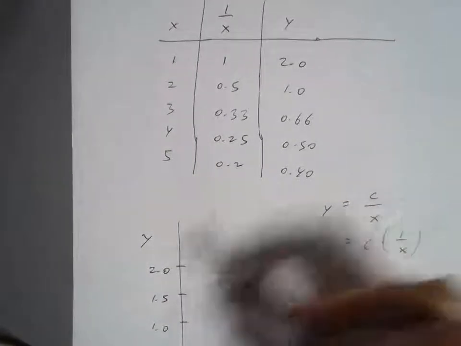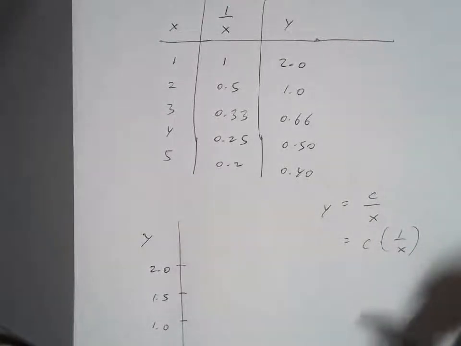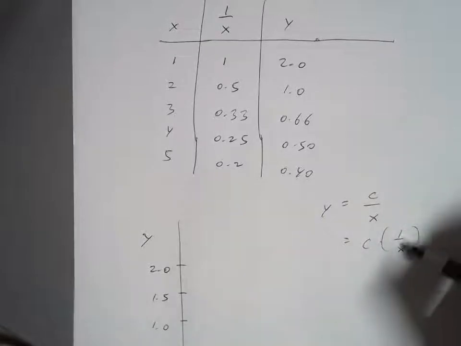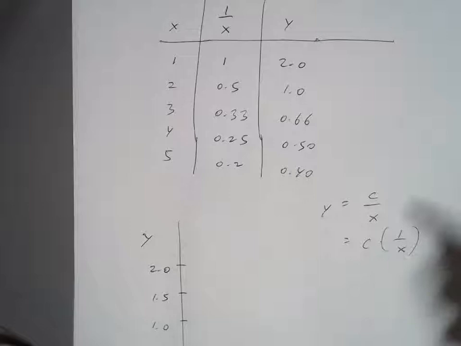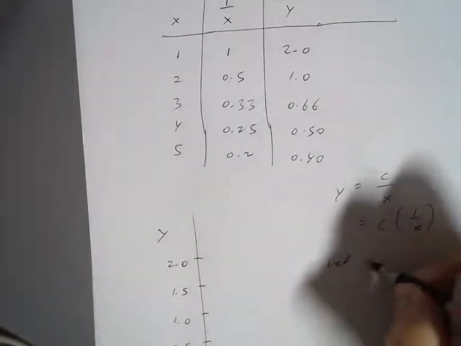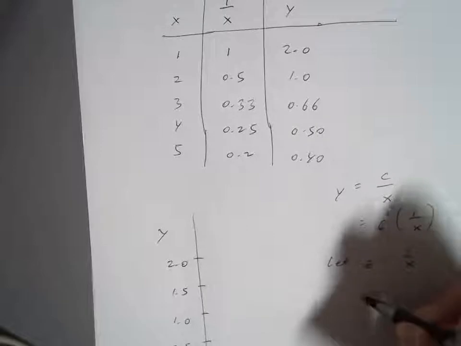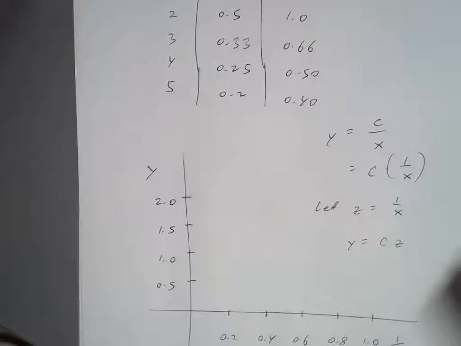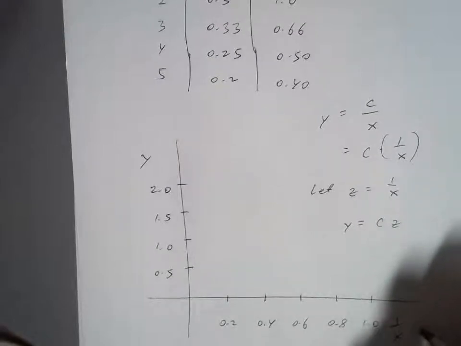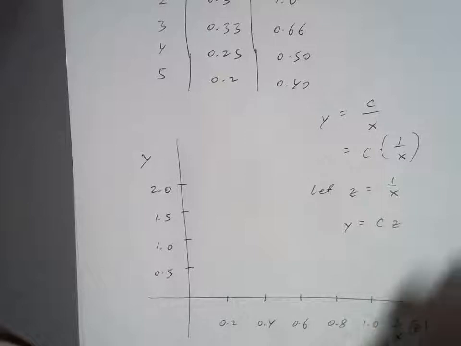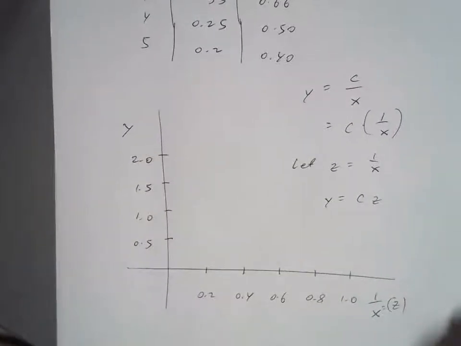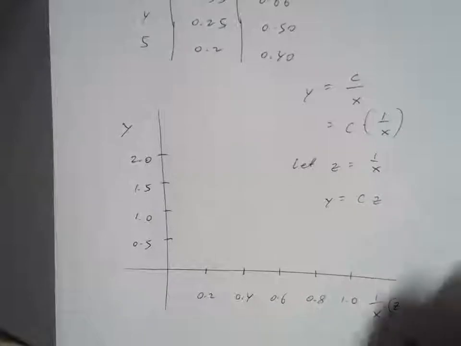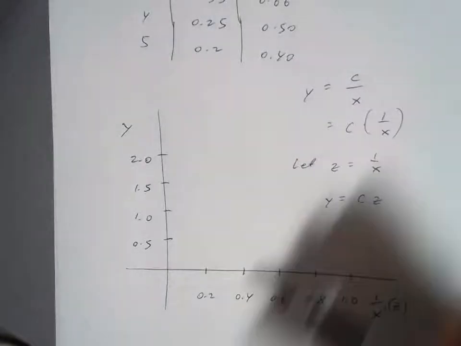So now if I plot y on the y-axis, don't change that, but on the x-axis of my new graph, I'm going to plot 1 over x. You can think of it like we're letting z equal to 1 over x, and so y is equal to c times z, if you want to think of it that way. And so what I'm really plotting here is z on my new x-axis, and z is equal to 1 over x.